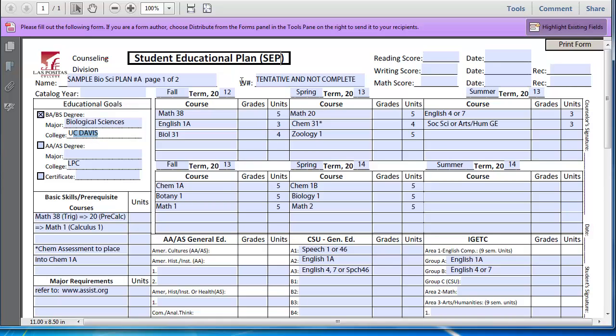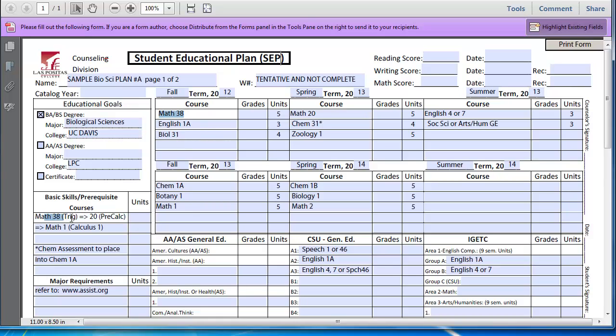So remember, this is just a tentative plan. It's not complete, but it's just kind of giving you a general idea of the core required courses. So I'm going to use for this example the bioscience major for UC Davis for someone who's interested in transferring. And let's say for this example that the student tested into Math 38 based upon the math placement test.